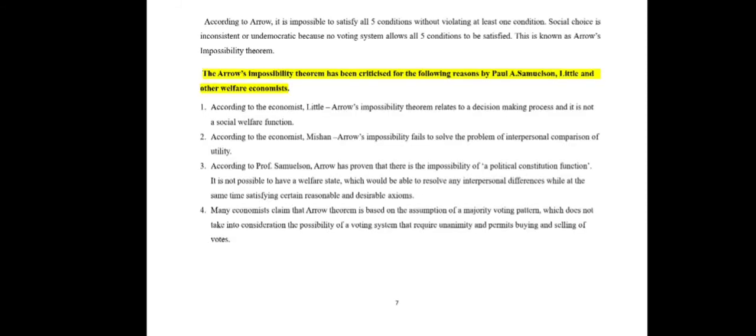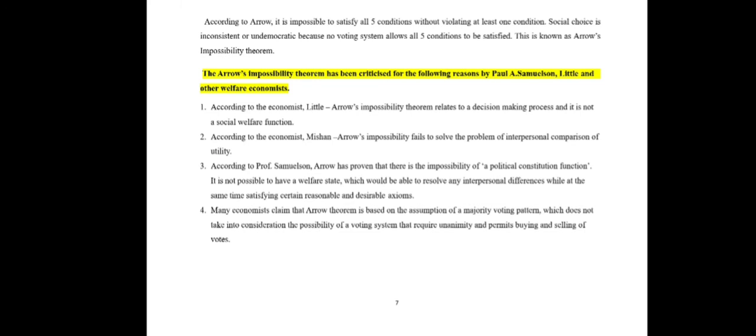Arrow is able to explain that the democratic process of voting leads to contradictory welfare criteria. According to Arrow, it is impossible to satisfy all the 5 conditions without violating at least one condition. Social choice is inconsistent or undemocratic because no voting system allows all 5 conditions to be satisfied. This is known as Arrow's impossibility theorem.